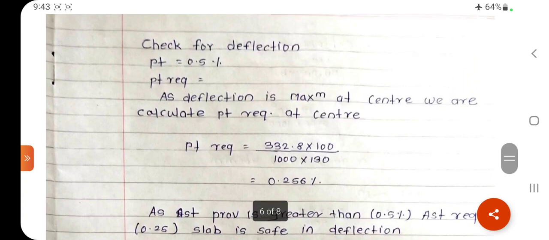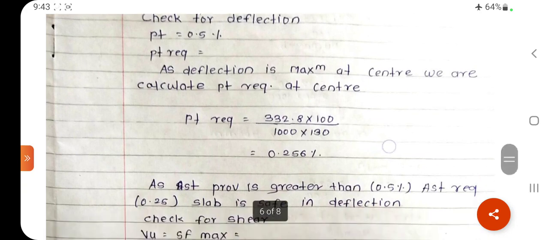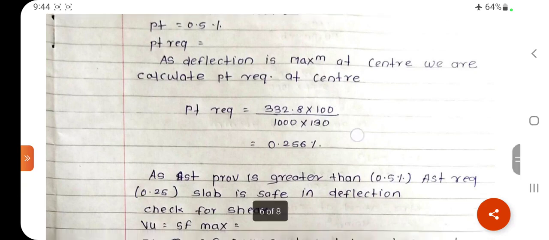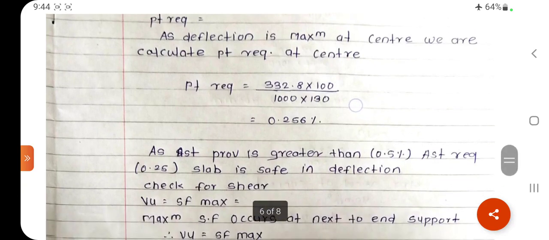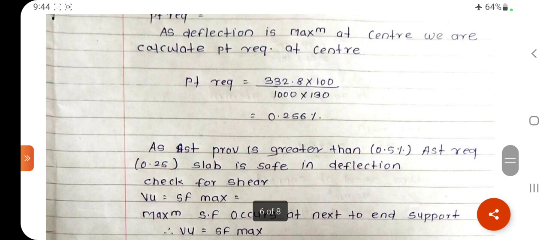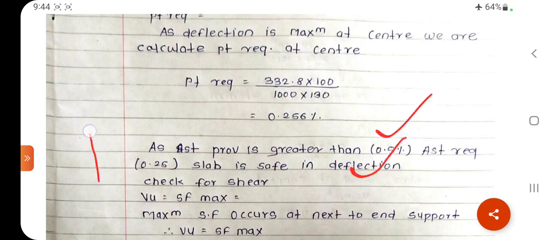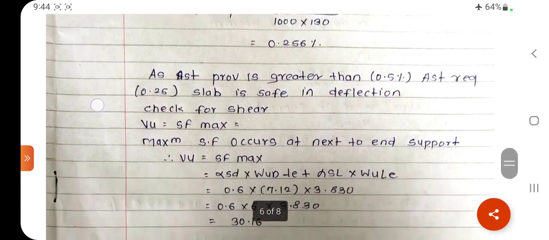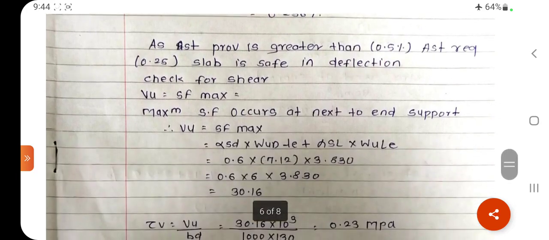Then the check for the deflection. As we know that the deflection is calculated maximum at the center, so we check the PT at the center. Okay, here the percentage of the steel is 0.256. As AST provided is greater than AST assumed, our slab is safe in the deflection. Then we go for the check for the shear.